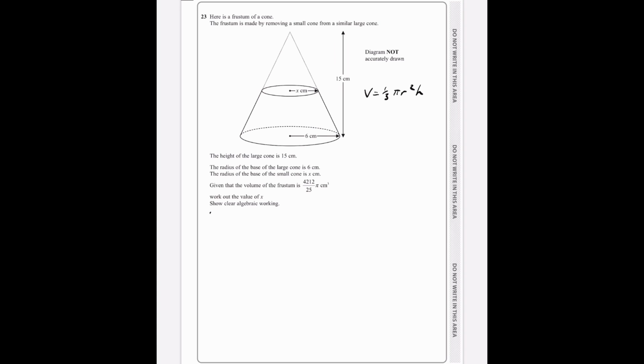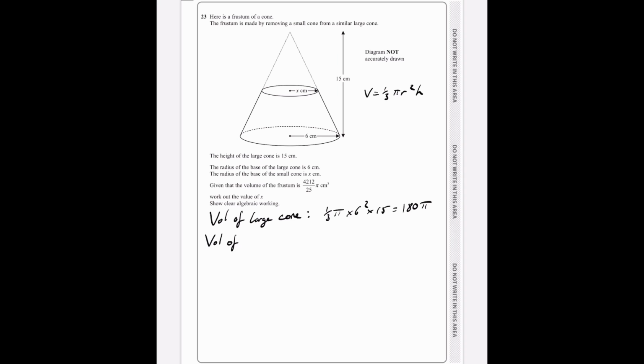Okay, volume of a cone: 1/3 pi r squared h. First calculation I'm going to do is the volume of a large cone, that's including the dotted bit at the top, without it having been chopped off. 1/3 pi times 6 squared times 15, and so the volume of the large cone is 180 pi.